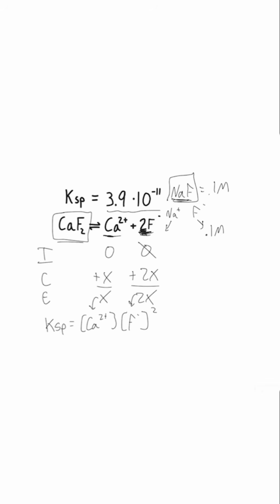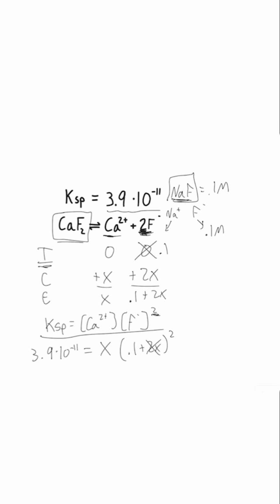So instead of an initial concentration of 0 in our ice table, we start with 0.1 for that fluoride concentration. And that also changes what we end up with at equilibrium or saturated conditions. Calcium is still just X, but then the fluoride concentration becomes 0.1 plus 2X. Now we just need to plug in everything into this equation. The KSP is equal to 3.9 times 10 to the negative 11. The calcium concentration is just X, and then the fluoride concentration is 0.1 plus 2X, but we have to square that. So all of that in parentheses gets squared.